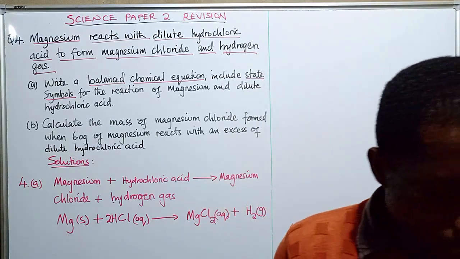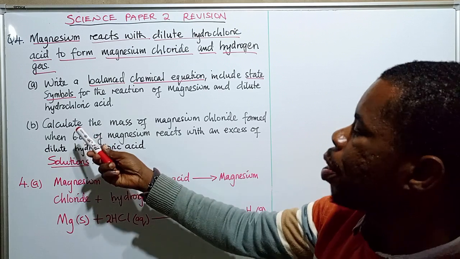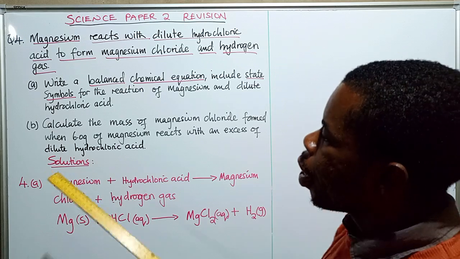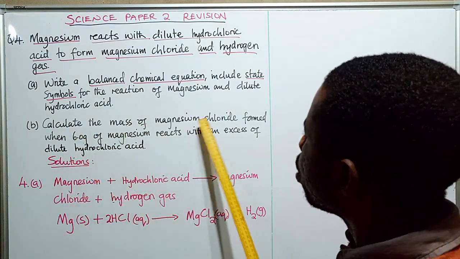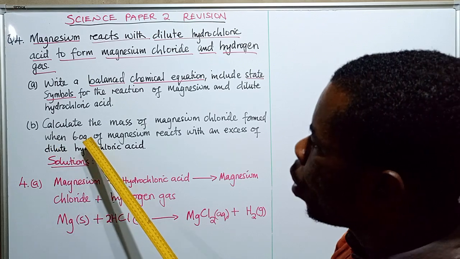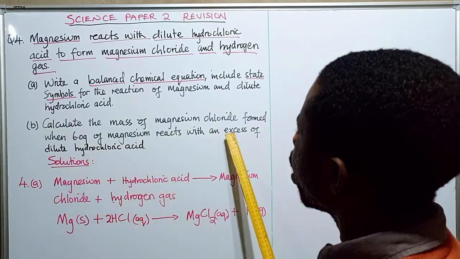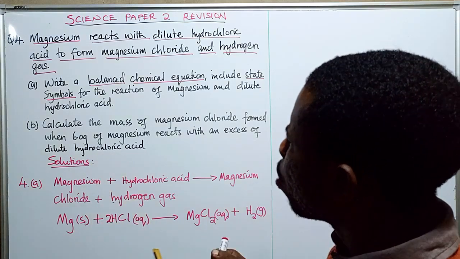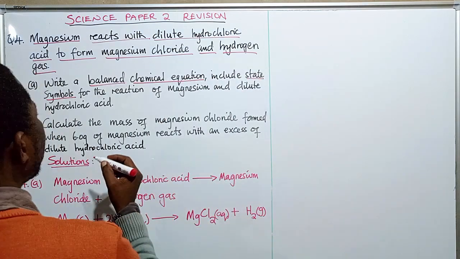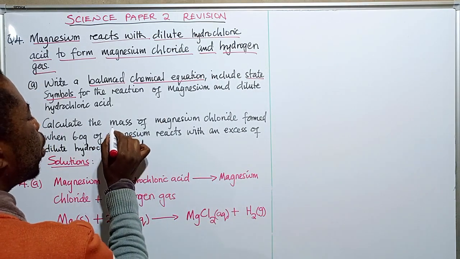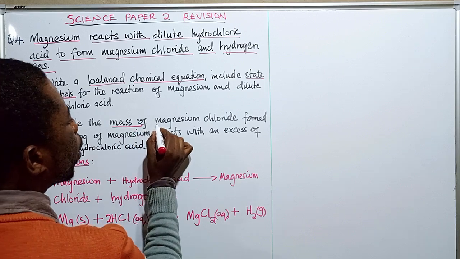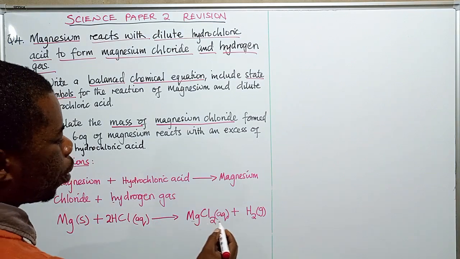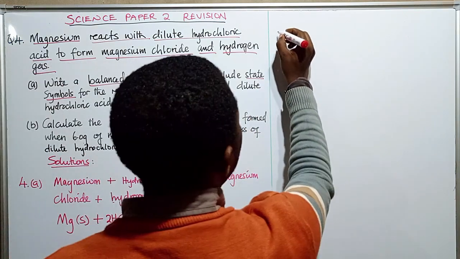This other one, guys, is simple. B, they are saying we calculate the mass. Calculate the mass of magnesium chloride formed when 6.0 grams of magnesium reacts with an excess of hydrochloric acid. So they're telling us that we need to calculate what? We need to know what we are calculating. Mass of magnesium chloride. Which one do they want? This one here.